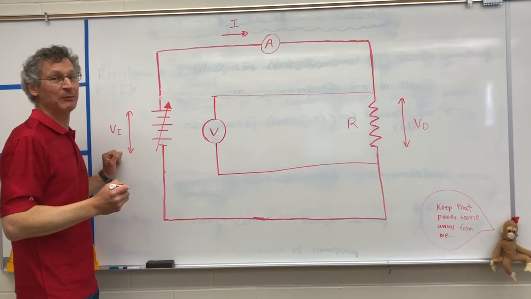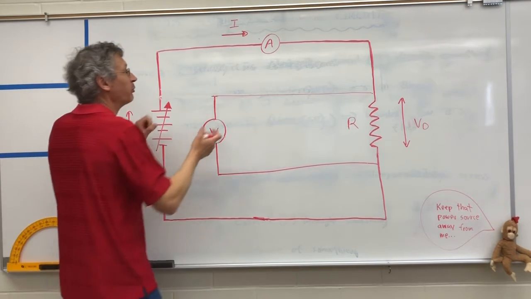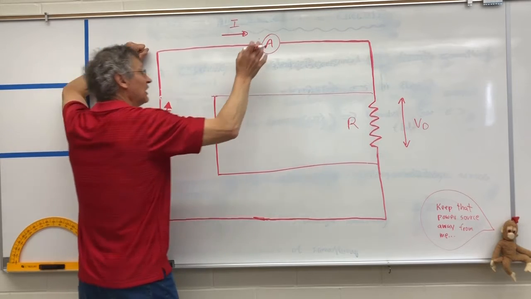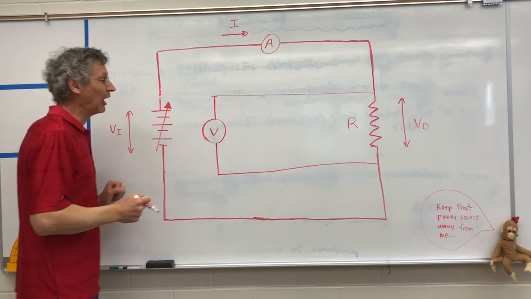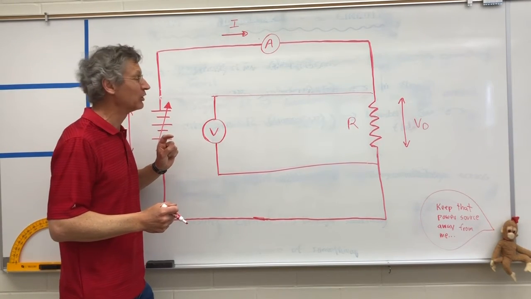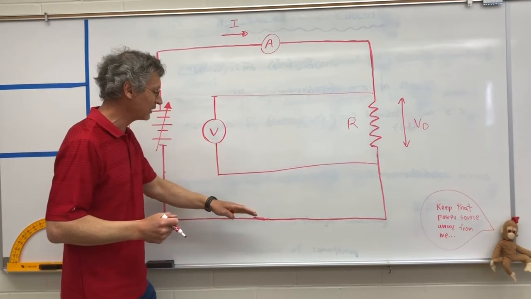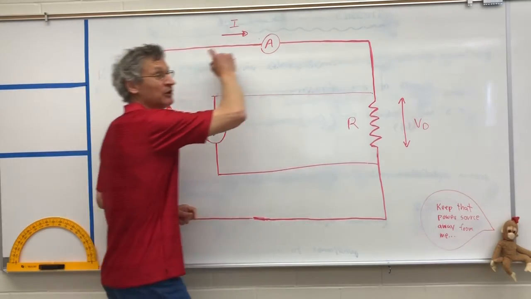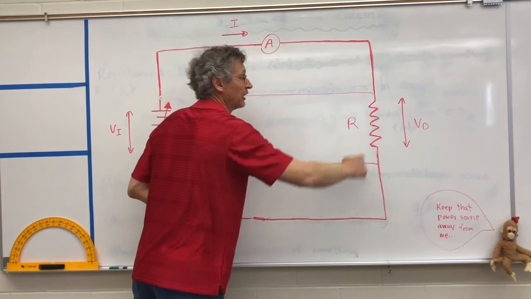Whenever you're using an ammeter to measure the current through something, you have to break that part of the circuit apart, stick the ammeter in series with it, and away you go. Now, of course, it doesn't really matter where we put the ammeter in the circuit, whether we have the ammeter here, or here, or here, or here. The current is the same everywhere throughout the circuit.